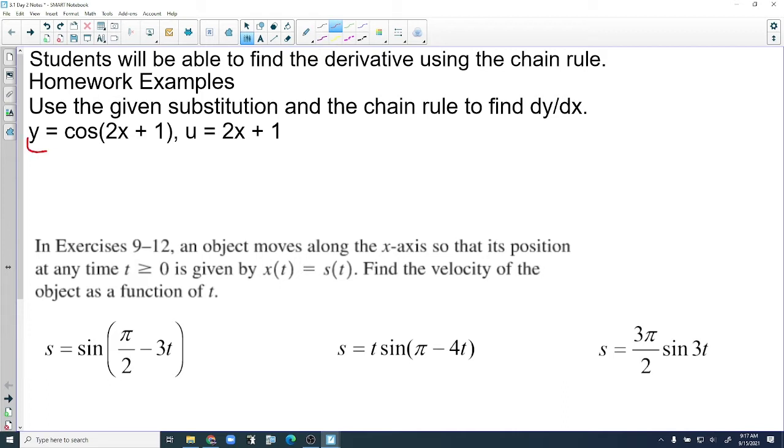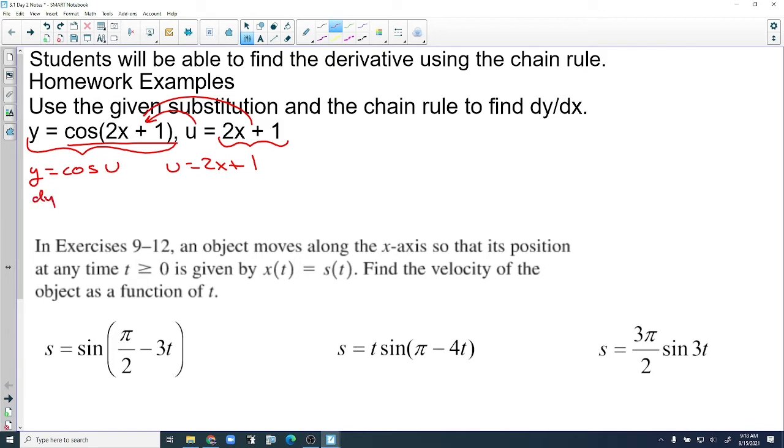So here's the original function right here. And they're saying substitute u in for 2x plus 1. So we're going to put, not this, but we're going to put u into there. So we have y is equal to cosine of u, and then u is 2x plus 1. We're supposed to take the derivative of this using the notation, let's say, of the chain rule.